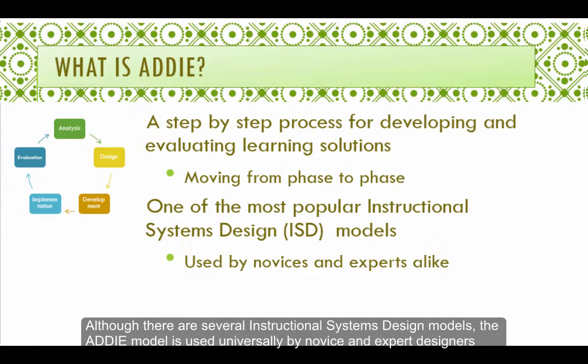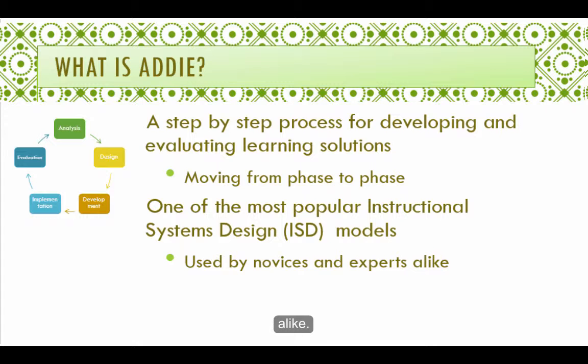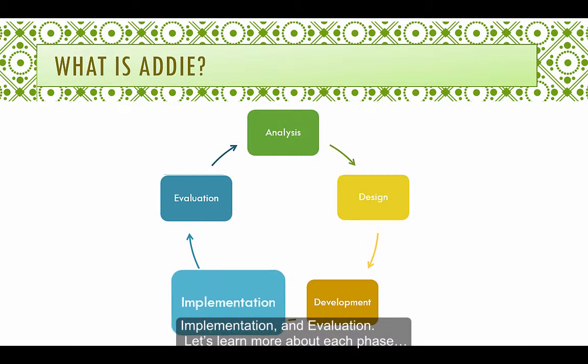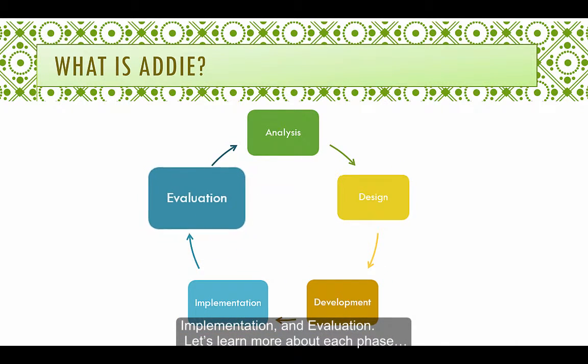Although there are several instructional design system models, the ADDIE model is used universally by novice and expert designers alike. ADDIE is meant to be a cyclic process to be followed phase by phase. The phases include analysis, design, development, implementation, and evaluation. Let's learn more about each phase.